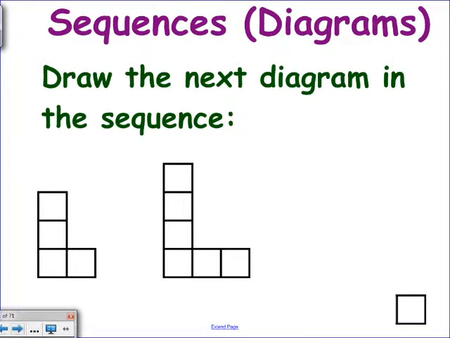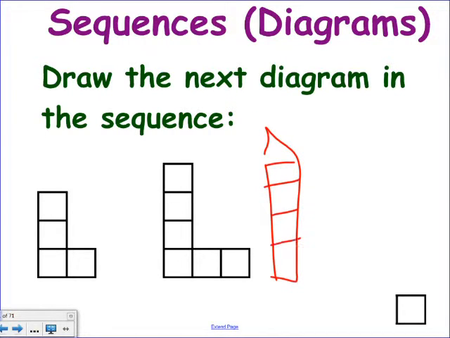They can give you L shapes. So you've got a shape here, a shape there. So what will the next one look like? How many up will it be? 5. 5 up, so we'll have 1, 2, 3, 4, 5, and then how many across the bottom? 4. Okay, so it looks something like that.